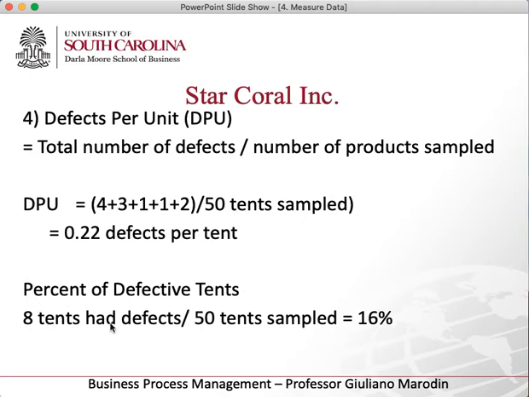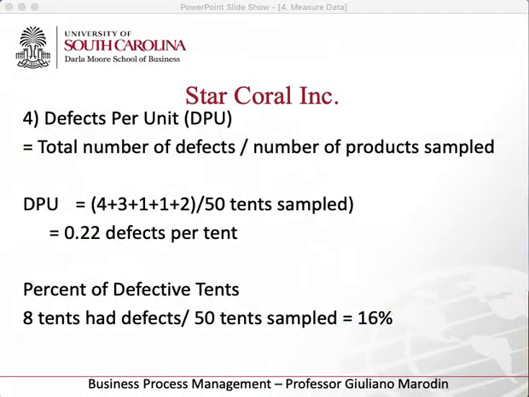The last thing that we're going to calculate is the percentage of defective tents. So that's the 8 tents that had defects divided by the 50 that were sampled, right? So 16% of the tents had problems. 16% of the tents had at least one problem, right? Could be more than one problem, right? So we had actually 14 problems. So some tents had more than one problem.